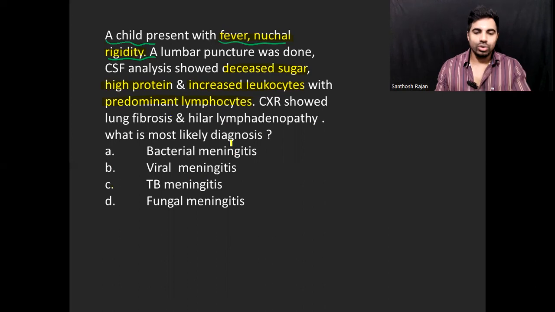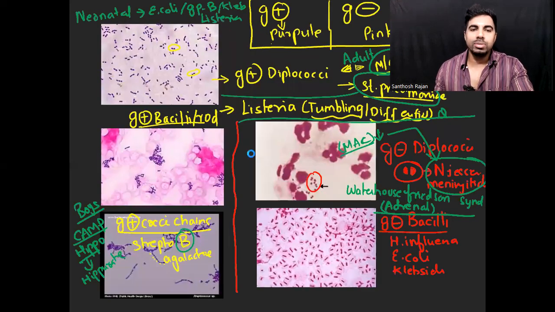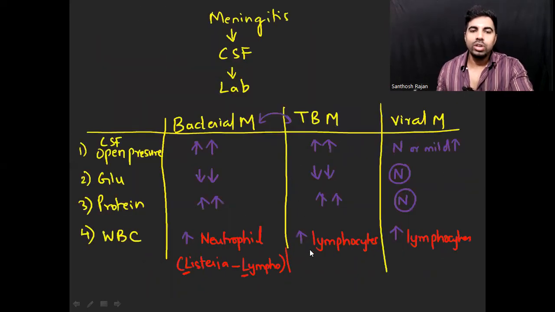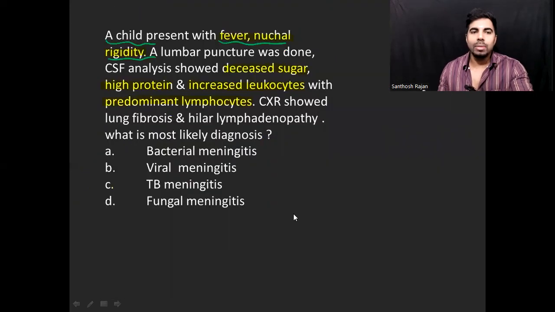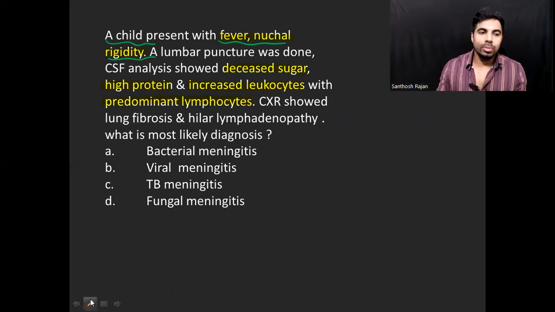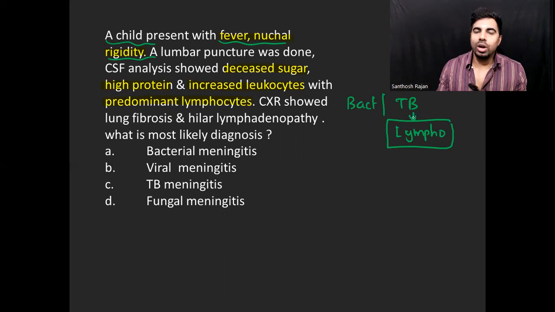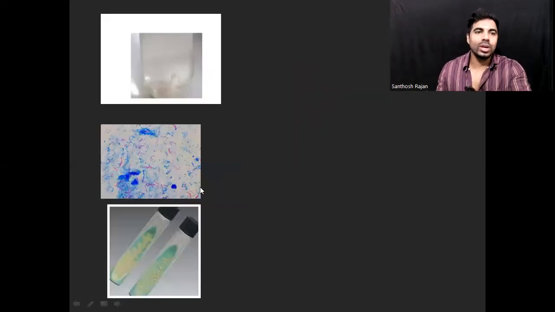From what I told you previously, the only difference between TB and these two is the lymphocytes. Here it's a lymphocyte predominance, so I'm going to say this is TB. The only confusion would be bacteria or TB, but here lymphocyte is very high, so you can think about TB. So your answer is TB meningitis. That's it. Very, very simple. This is all I want to tell. Okay, now look at this.